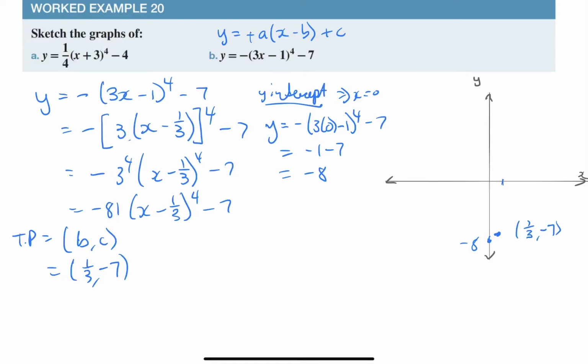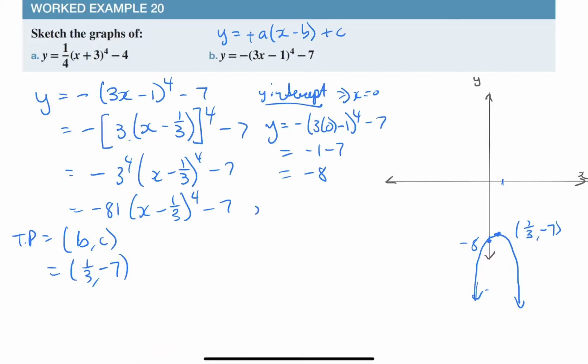Okay. My x-intercept: now what happens is my a value is negative 81, which means it's a graph that looks like this. So my graph will look like that. So that is my graph. I don't have to prove that I don't have any x-intercepts.